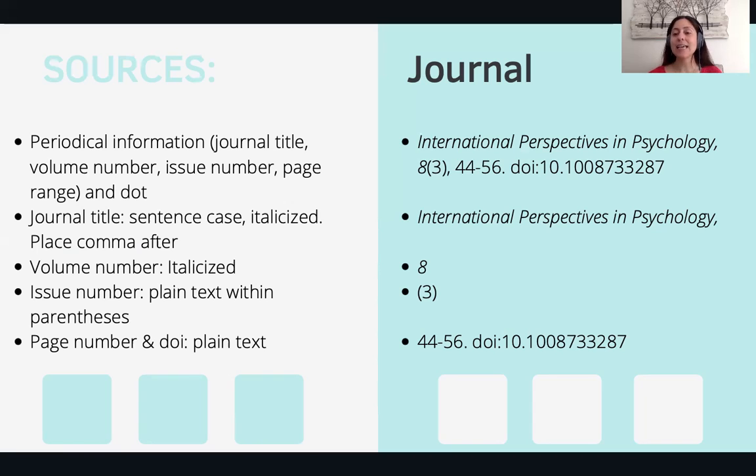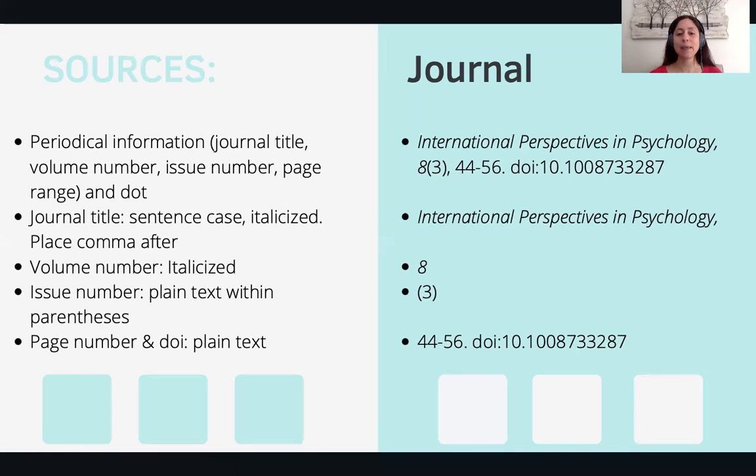be written in italics and in title case. And so title case is where, again, every major word is capitalized. So you can see we've capitalized International Perspectives and Psychology, not in. Okay? And then once you've written the full journal title, you're going to write a comma after that. Next, you would do space and then the volume number. So in this case, it's an 8, and that 8 is also italicized.